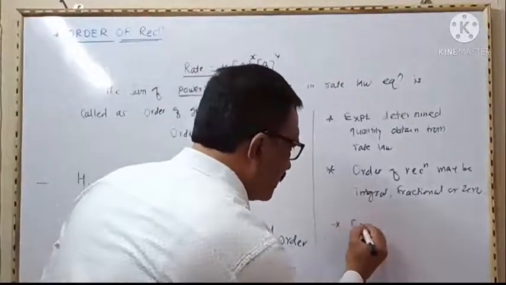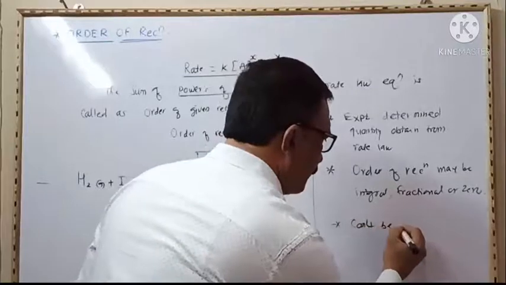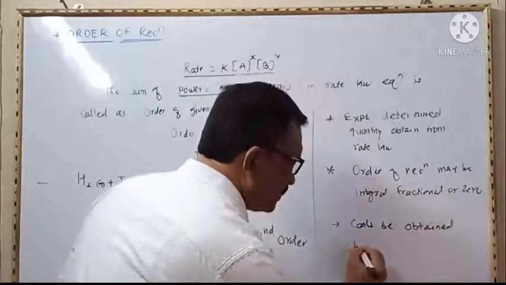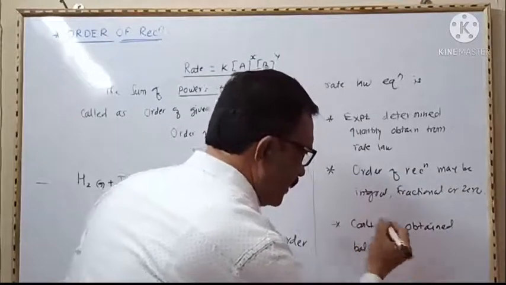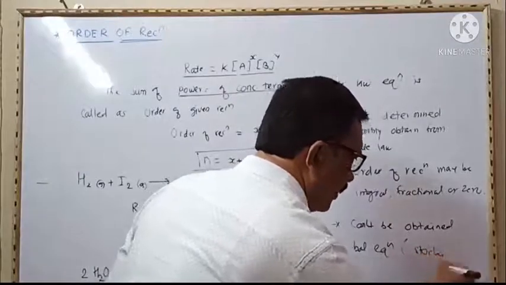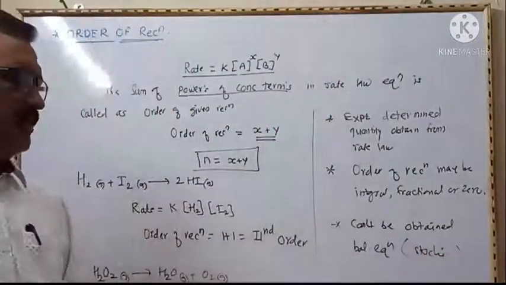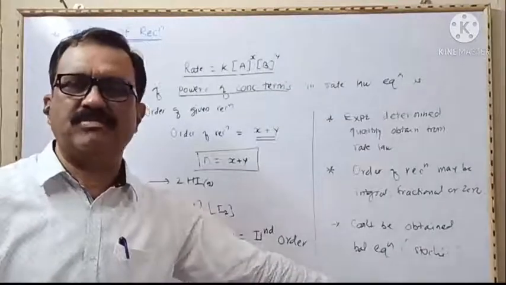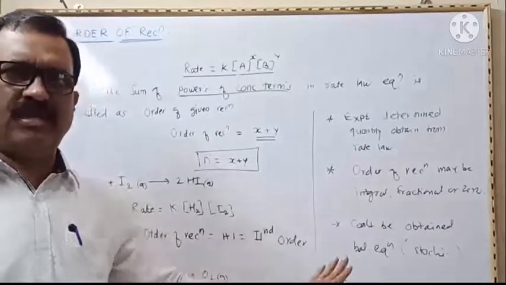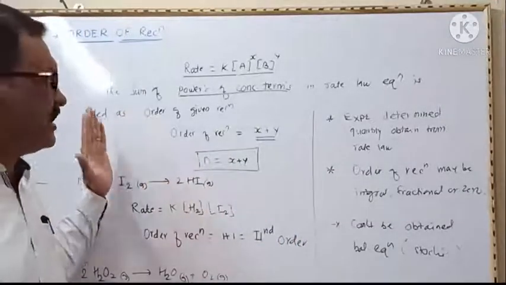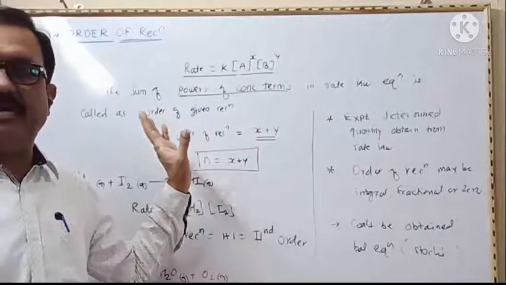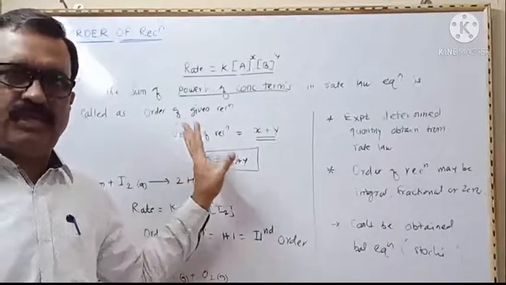The order of reaction cannot be obtained from a balanced equation. That is, order cannot be calculated from stoichiometry, that is, from a balanced chemical reaction. Okay. In short, order is nothing but the sum of the powers of the concentration terms in a rate law equation. Okay. Now we will be stopping.